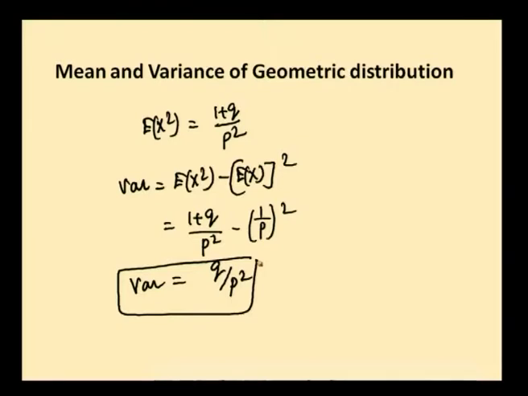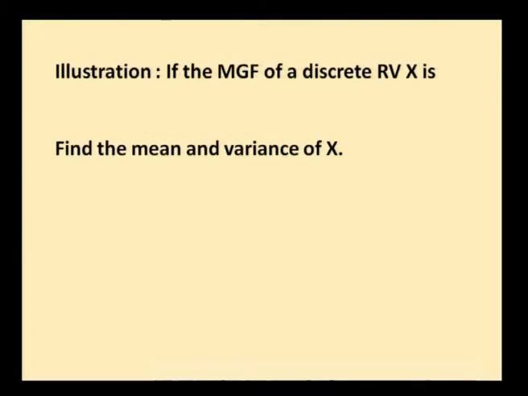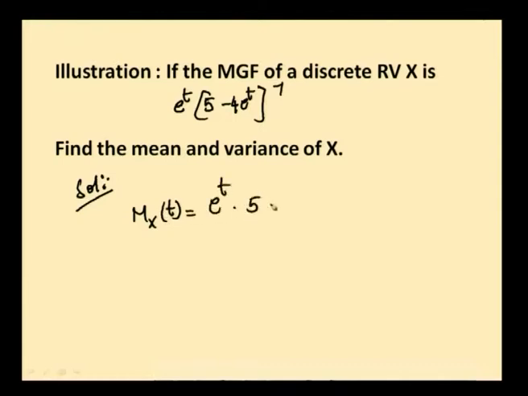Based on the MGF of a discrete random variable, this is one question. If the MGF of a discrete random variable is given by e power t into 5 minus 4 e power t whole power minus 1, find the mean and variance of x. We shall find out the solution. Given Mx of t is equal to e power t into 5 minus 4 e power t whole power minus 1. It is written as e power t by 5 minus 4 e power t.